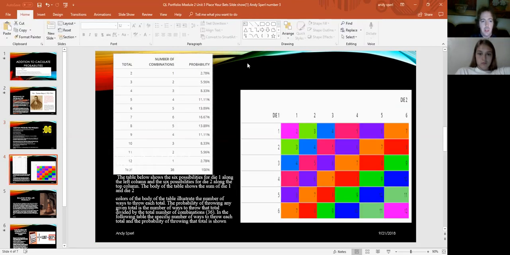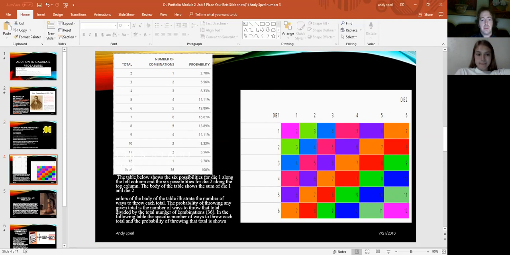Now here I show a table below. This table shows the 6 possibilities for die 1 along the left column and the 6 possibilities for die 2 along the top. The body of the table shows the sum of die 1 and die 2. The colors of the body of the table illustrate the number of ways to throw each total. The probability of throwing any given total is the number of ways to throw that total divided by the total number of combinations, which is 36.